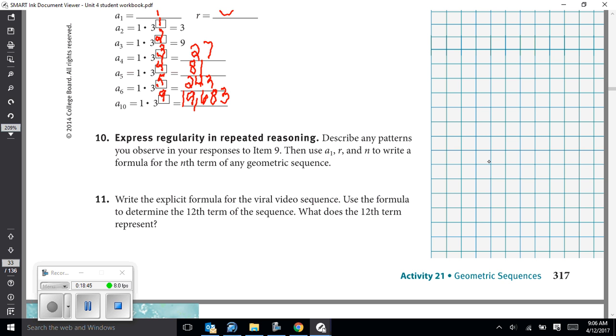Alright, so Jordan had said that our power was our stage minus 1, right? So if we are doing a general formula for any stage n, what is our first term? That's our stage 1, right? So in this case, it's number 1, which happens to be our starting value, right? So one person started with the video. So that's our stage 1 value.